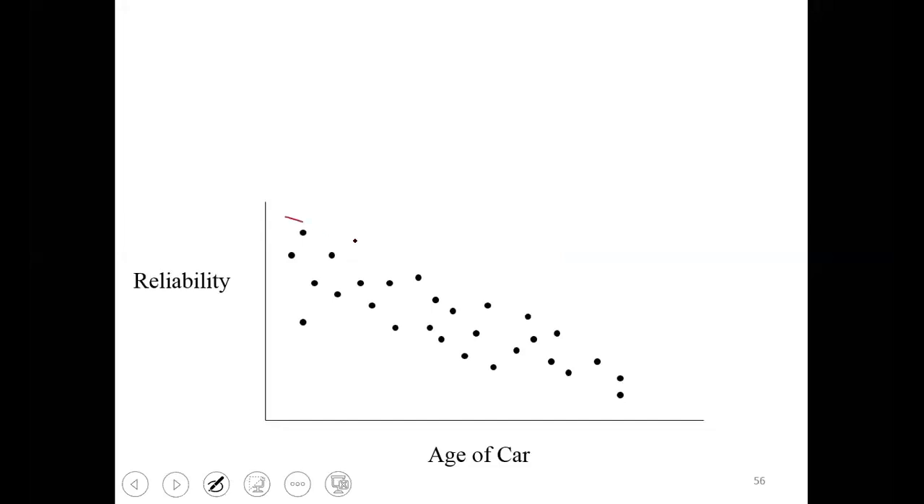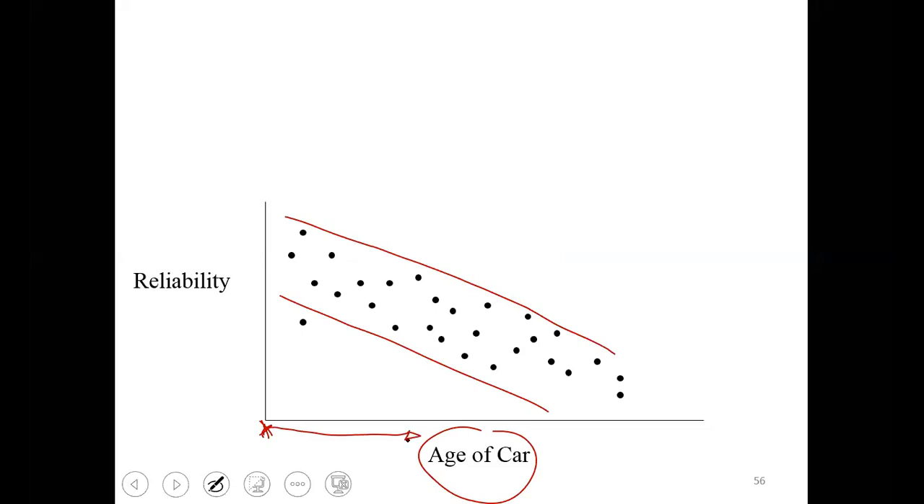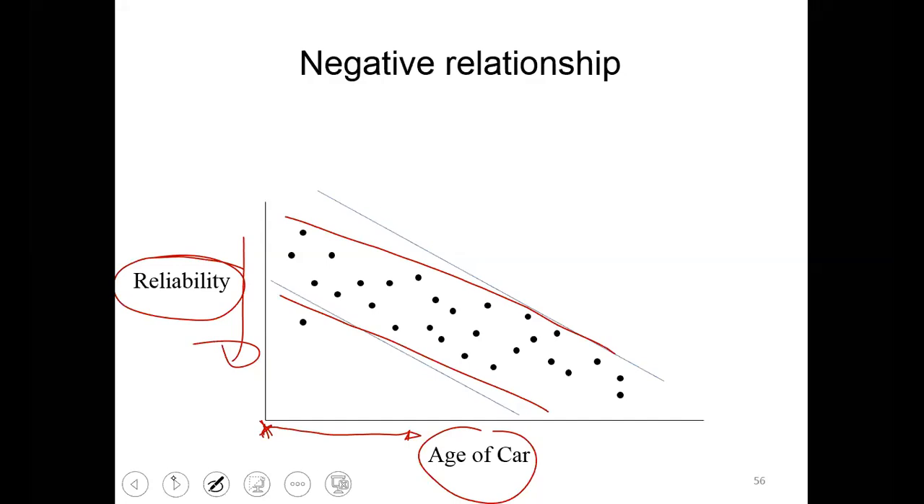Now look at the negative relationship, age of a car. This is the brand new car at the time you bought it. After that the age increases, that means 1 year after purchasing, 2 years after purchasing, 3 years after purchasing, the reliability is decreasing. So reliability means depreciation, right? When you purchase something, the depreciation is always added. So the relationship is a negative relationship.